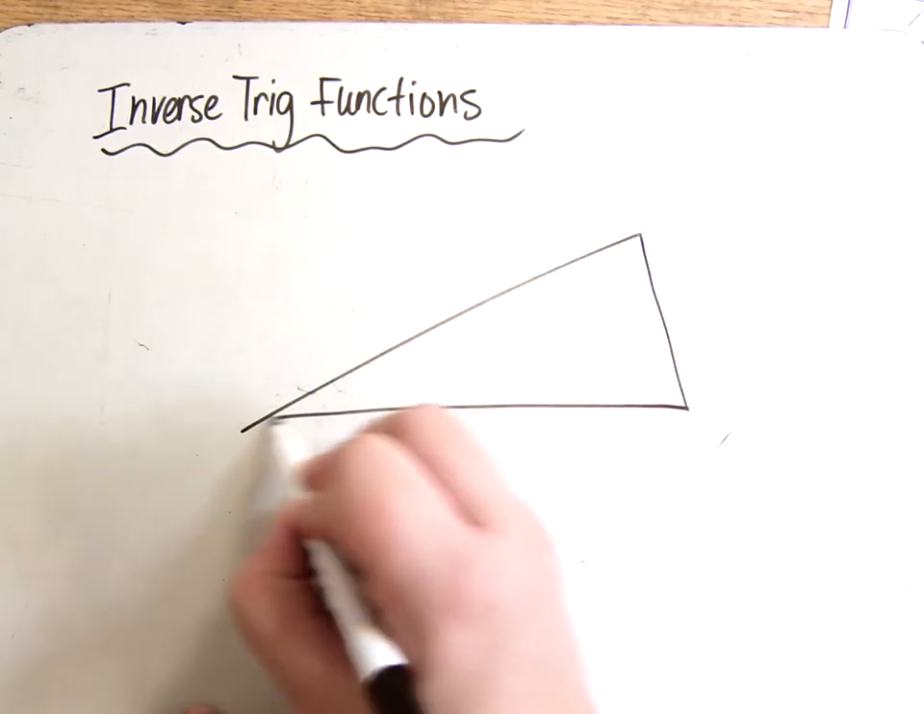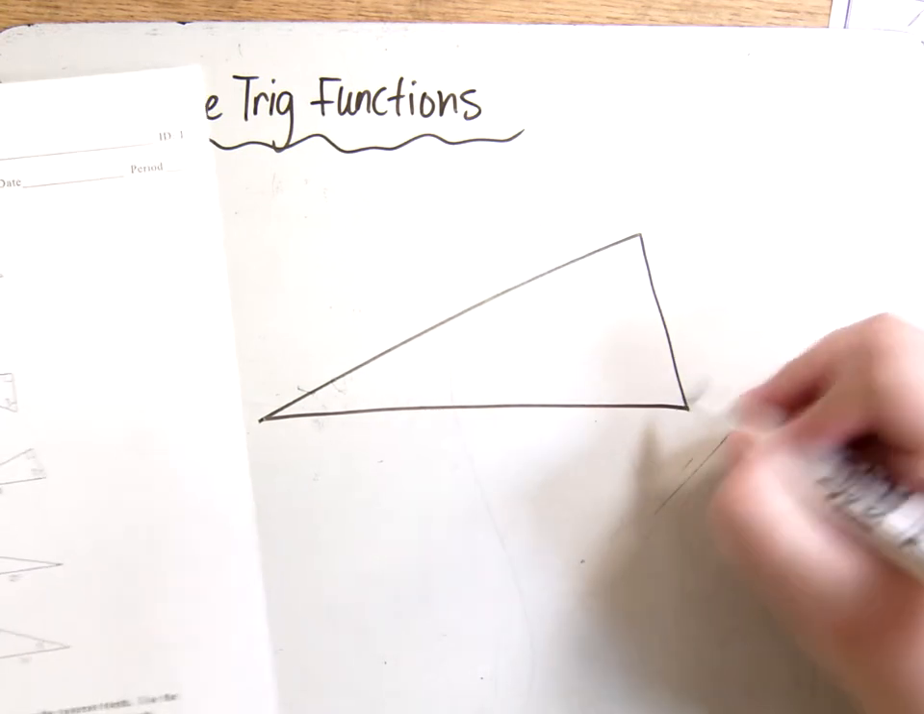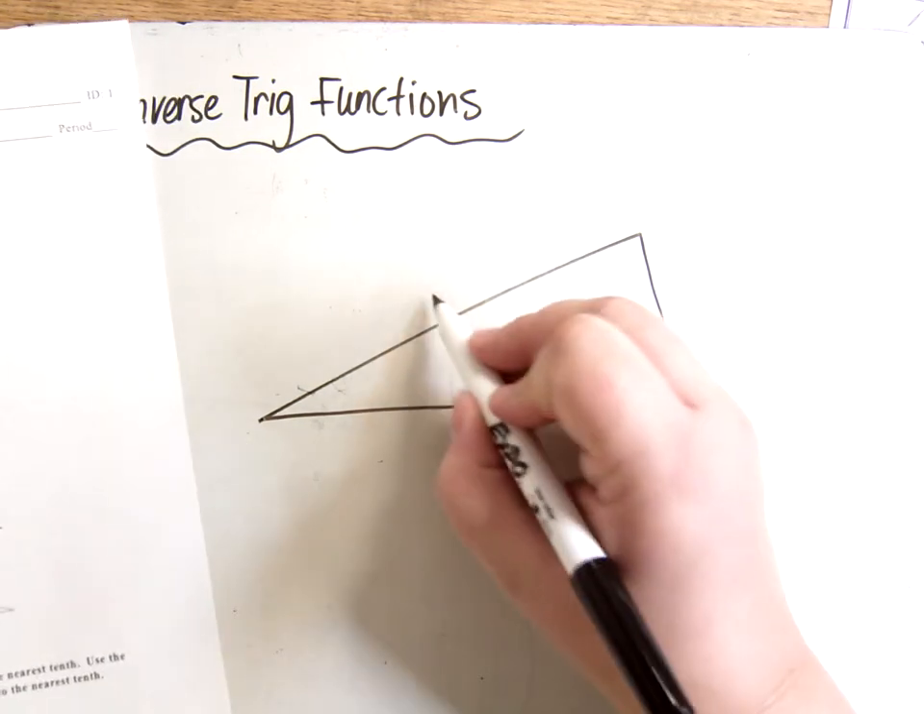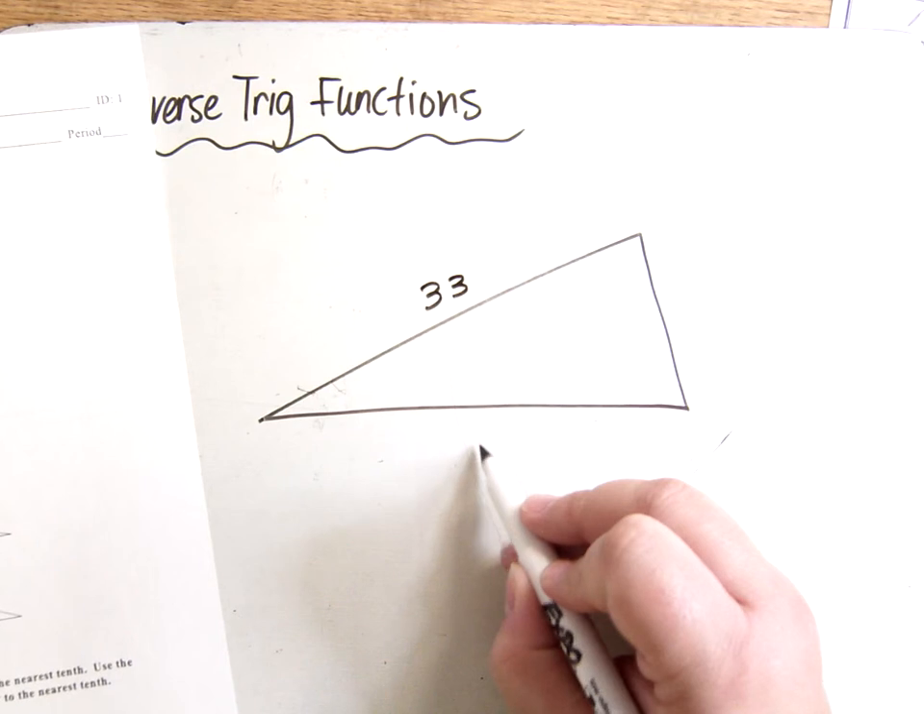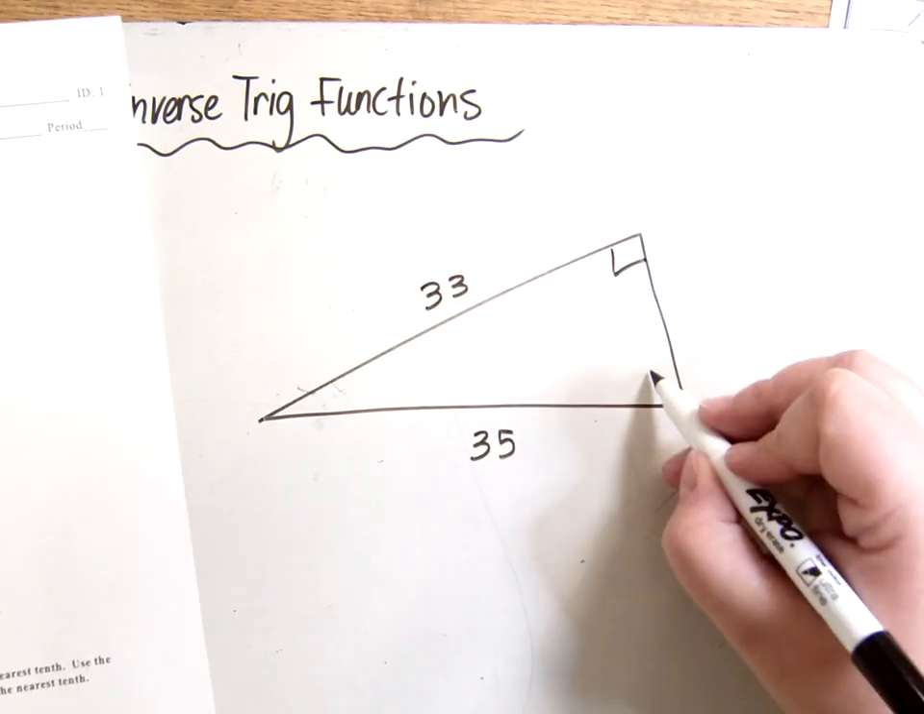So let's say we have a right triangle. Let's do one from our homework. If I can find one real quick. Here we go. Let's do number 6 from the homework. Number 6 from the homework gives me a right triangle that looks a lot like the one I already drew, so that's why I'm using that one, and asks me for this angle.